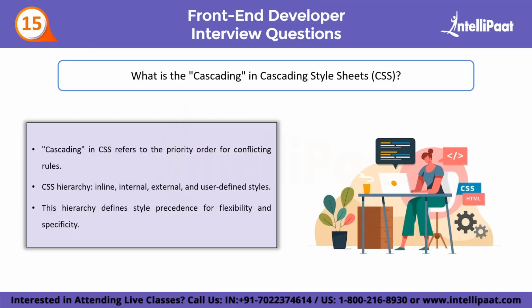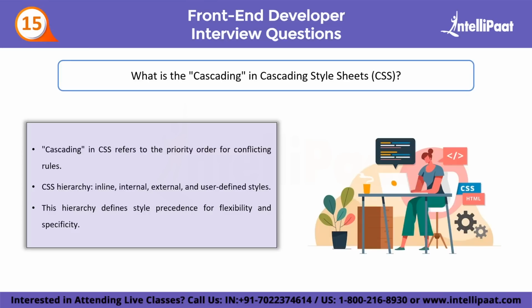The internal style is defined in the style tag within the HTML document's head section. These styles are applied to the entire document. And the external style is defined in an external CSS file which is linked to the HTML document. These styles apply globally to the entire website. If multiple conflicting styles target the same element, the browser follows specific rules to determine which one takes precedence. This is called specificity.